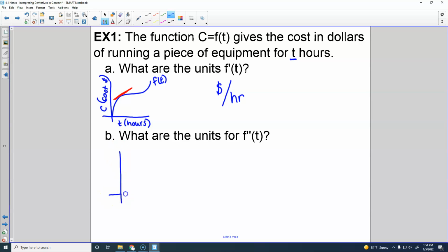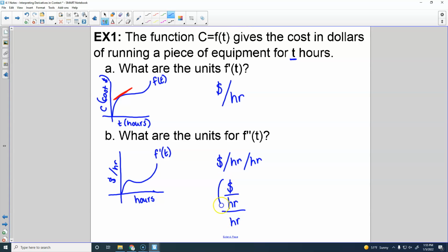If we were talking about f prime of t, my x-axis would still be hours, but f prime of t would be in dollars per hour. So if you're taking the derivative of the derivative, the second derivative, you would be doing dollars per hour per hour. You can think of it as dollars per hour divided by hours, which is dollars per hour times 1 over hours, giving you dollars per hour squared. Both of these are correct answers.